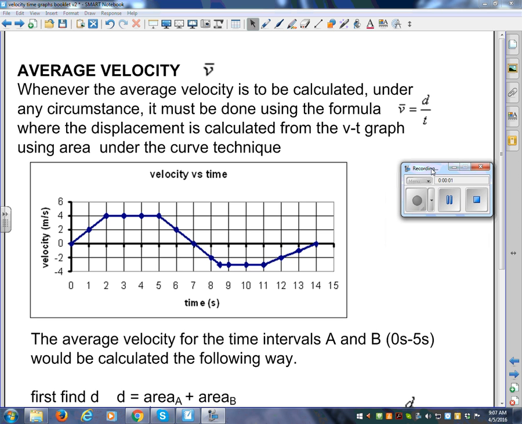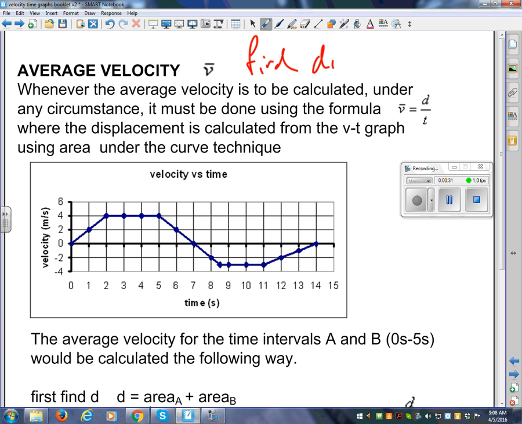Alright, so let's begin. Average velocity from a velocity time graph. Common mistake that people make. So be careful here. Whenever the average velocity is to be calculated under any circumstance, it must be done using the formula v bar equals d over t, where the displacement is calculated from the vt graph using the area under the curve or area under the graph technique. So in other words, you have to find the displacement first, and then you divide by time.